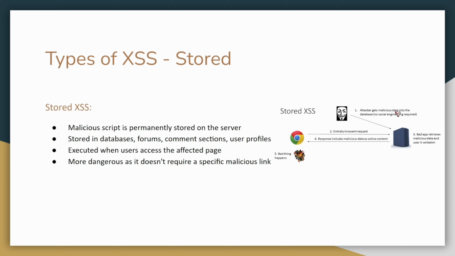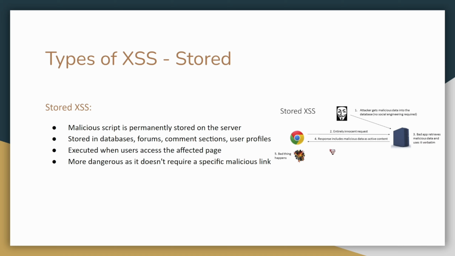First, the attacker gets the malicious data into the database. We don't require social engineering for that. Second, an entirely innocent request is sent by the victim to the server. And at the third stage, the vulnerable app retrieves the malicious data that was sent by the attacker and uses it verbatim. And since it uses it verbatim, now it runs the malicious code and retrieves the data accordingly.